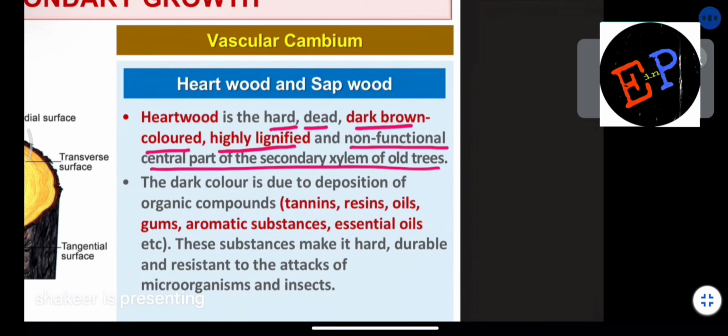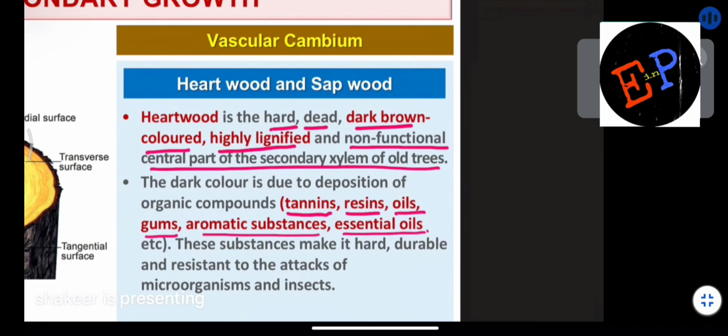Okay? So in the middle there is a dark layer, and all the cells are dead cells. Highly lignified, it means a huge amount of lignin is present. Non-functional, dead cells that don't perform any function, no? So non-functional. The dark color is due to deposition of organic compounds, tannins, resins, oils, gums, aromatic substances, essential oils, etc.